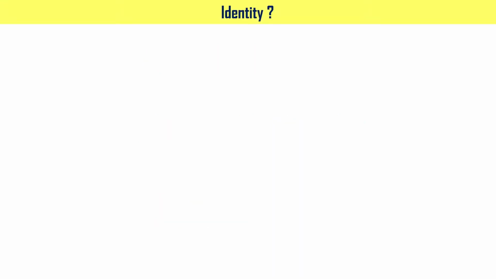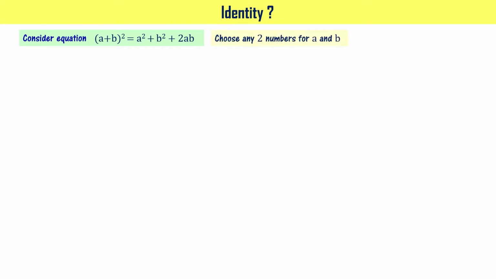Let us first understand what it means by identity. Consider an equation (a + b)² = a² + b² + 2ab. This formula we know, right? Choose any two numbers for a and b. Let me choose a = 5 and b = 7.